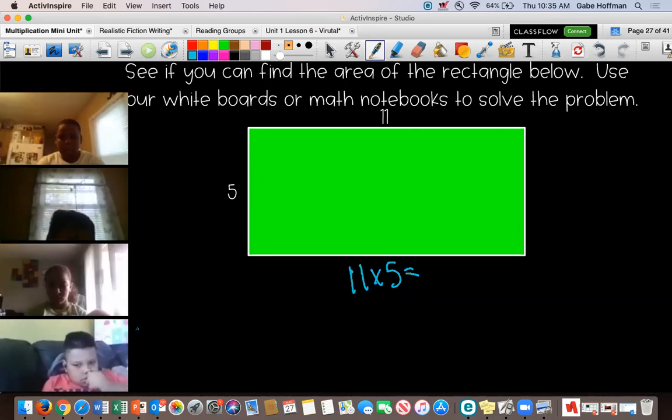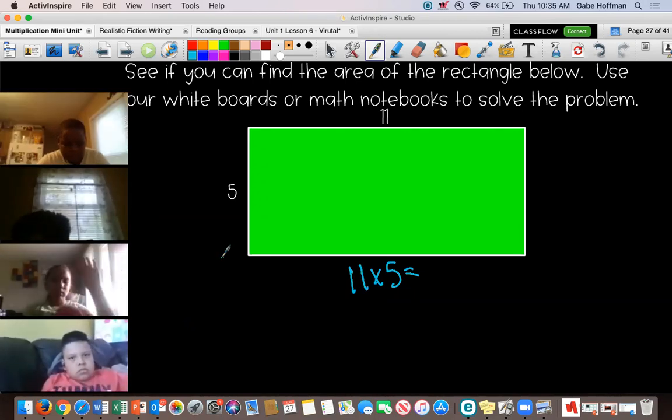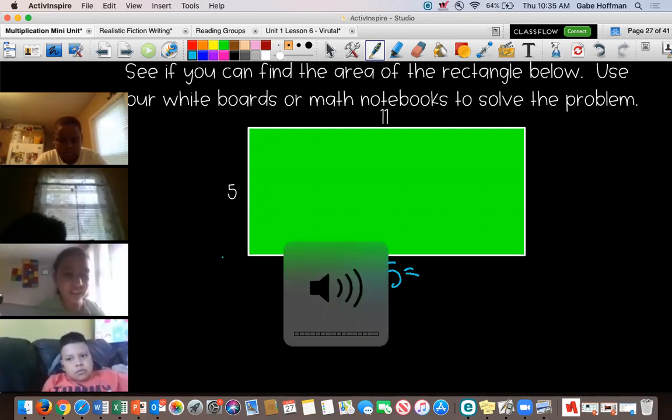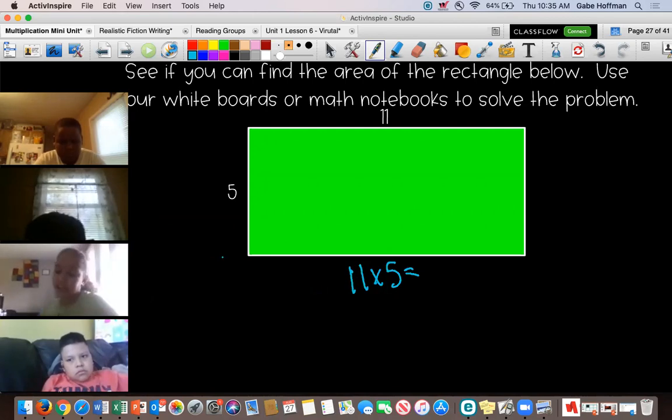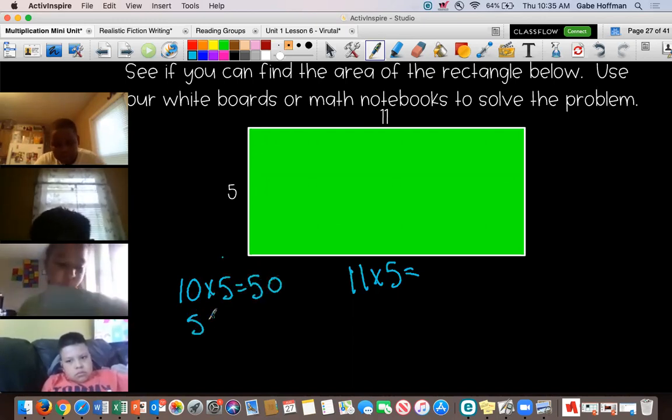Somebody else wanted to share how you solved 11 times 5. Asil. Okay, so I did 10 times 5, and it equals 50. Then I just added a 50 plus 5, and it equals 55. So 11 times 5 equals 55.